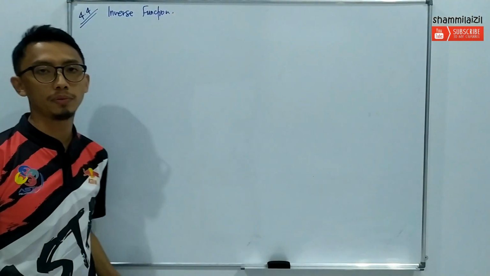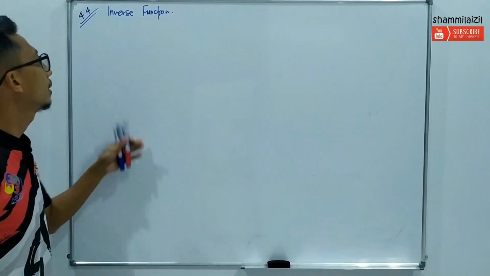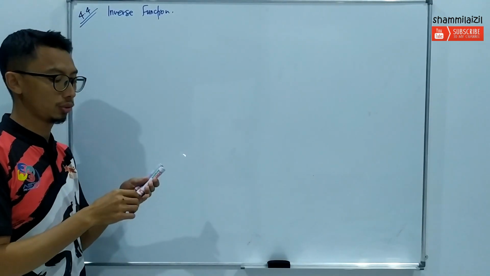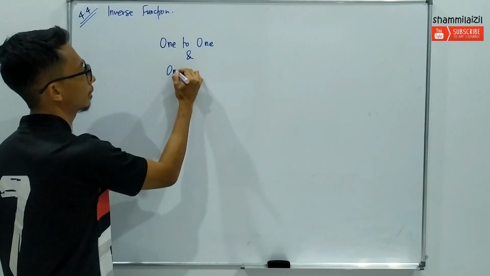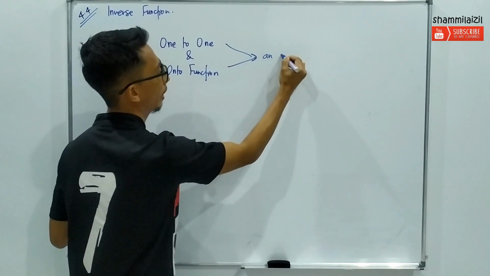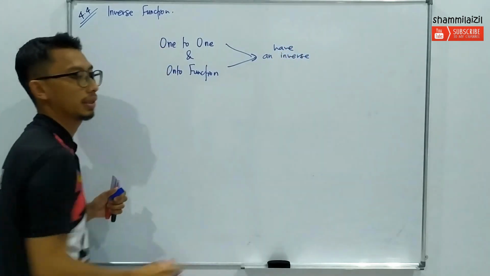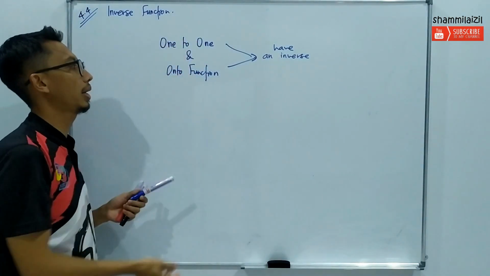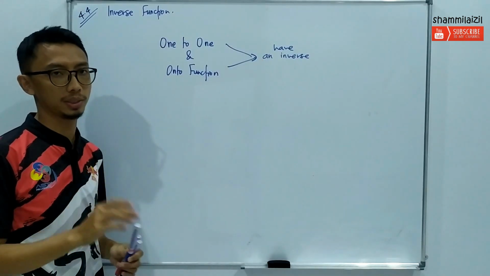So let's proceed with our final subtopic for chapter 4, 4.4, inverse function. To talk about inverse function, you need to make sure that the function given to you is a one-to-one and onto function first to have an inverse. If the function given to you is not one-to-one or not onto, there is no inverse for the function given.